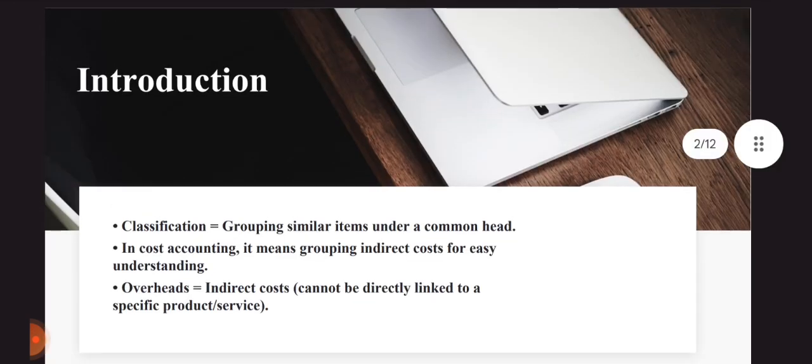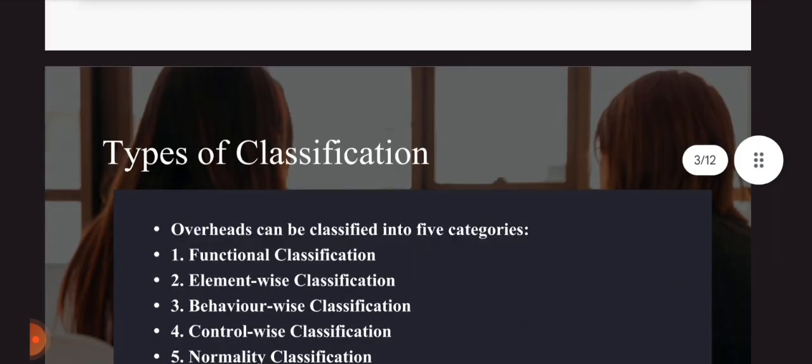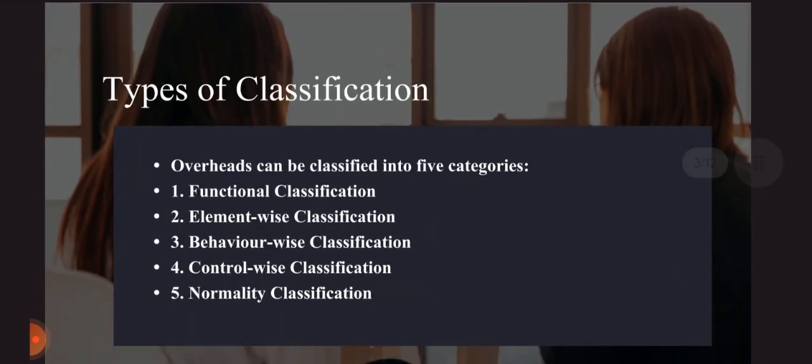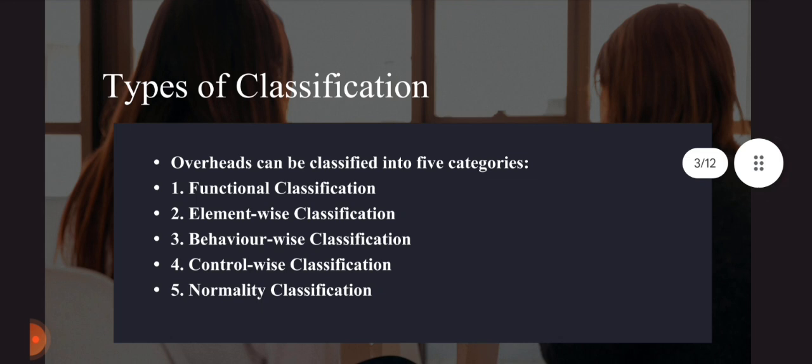Now, why do we need classification of overheads? Because different types of cost serve different purposes. It also helps management to analyze where money is being spent. Also, it makes budgeting and cost control easier, and it provides valuable information for fixing product prices and making business decisions. Now, let's understand the types of classification of overheads.